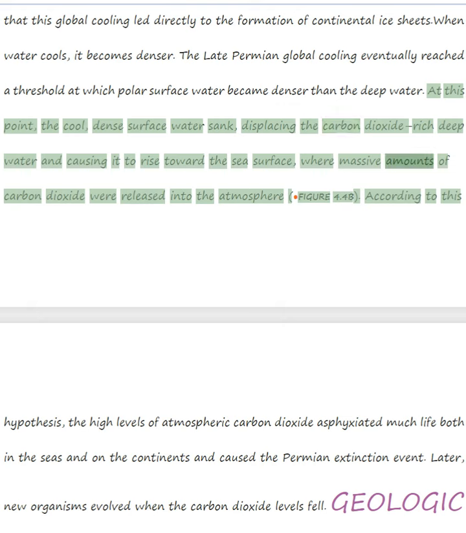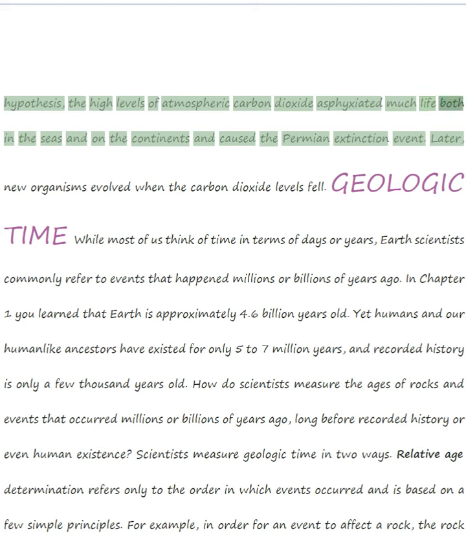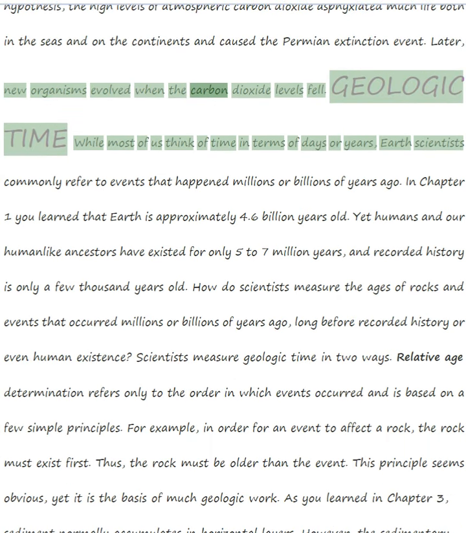According to this hypothesis, the high levels of atmospheric carbon dioxide asphyxiated much life both in the seas and on the continents and caused the Permian extinction event. Later, new organisms evolved when the carbon dioxide levels fell.